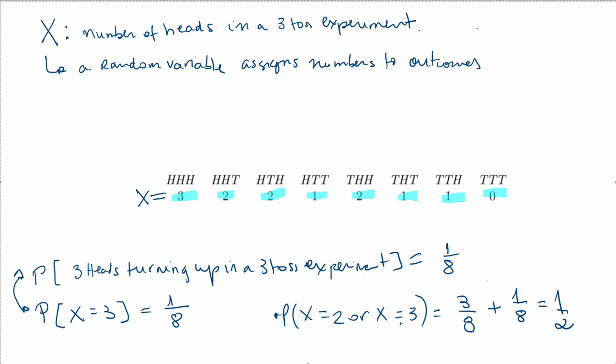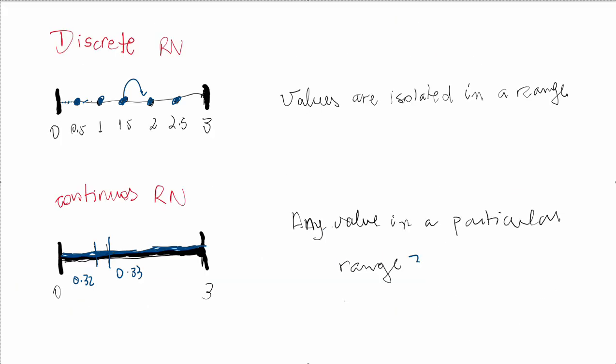Good? All right. Random variables come up in two different flavors. They come up in two different types, and we call these two types discrete random variables or continuous random variables. We call it discrete RV or continuous RV. I want to talk a little bit more about what this means.